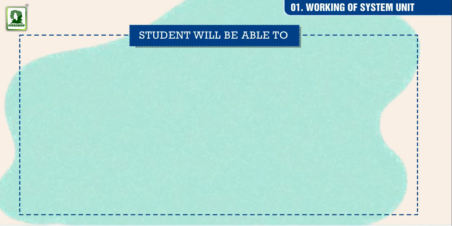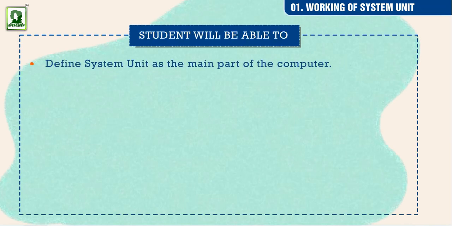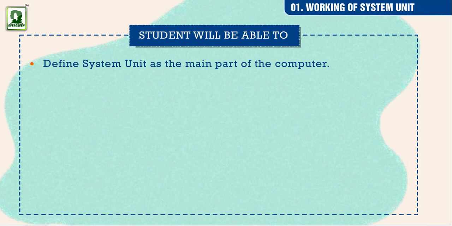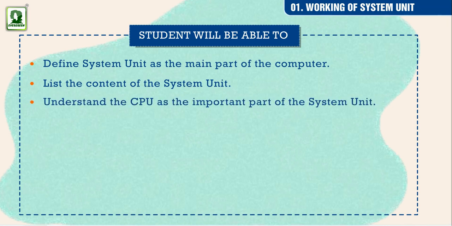Student will be able to define system unit as the main part of the computer. List the content of the system unit. Understand the CPU as the important part of the system unit. Classify 3 different parts of the CPU.